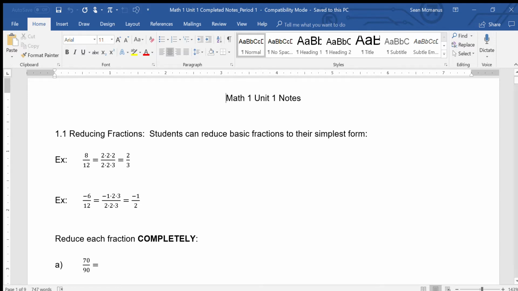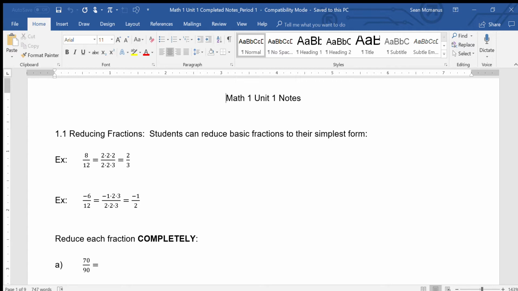Okay, so section 1.1, reducing fractions. We're going to review concepts here of how to reduce fractions. This isn't something you're likely to see on a test at this stage, but it's involved in a lot of the problems that we do. So I want to make sure we're clear on it before we get into the more complex problems.